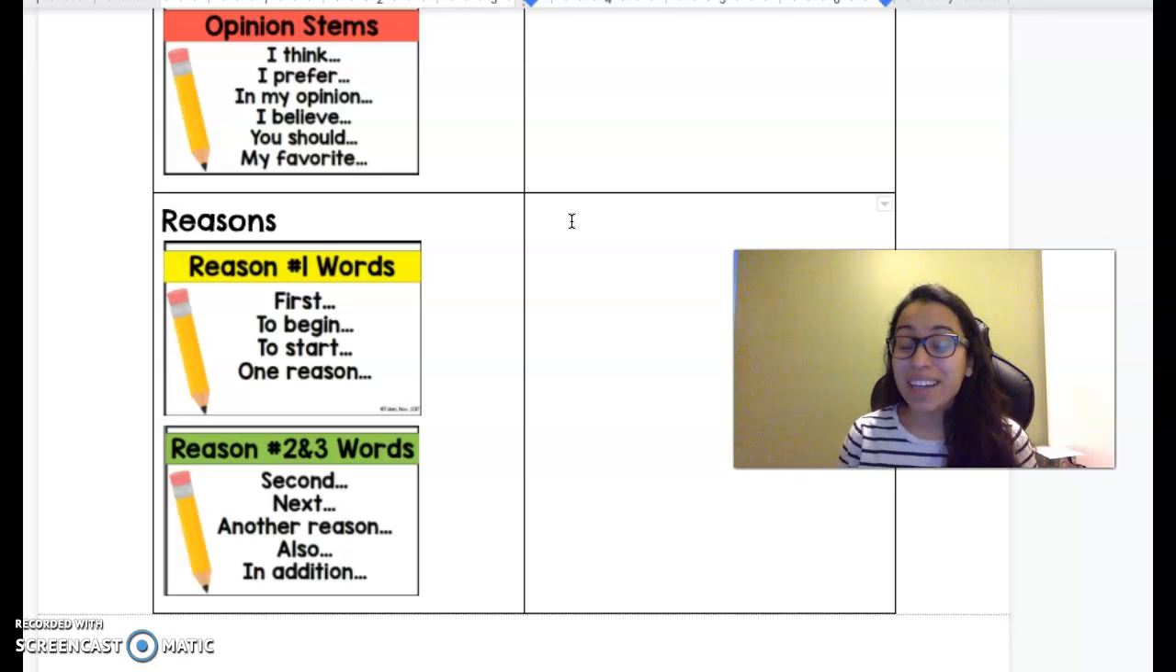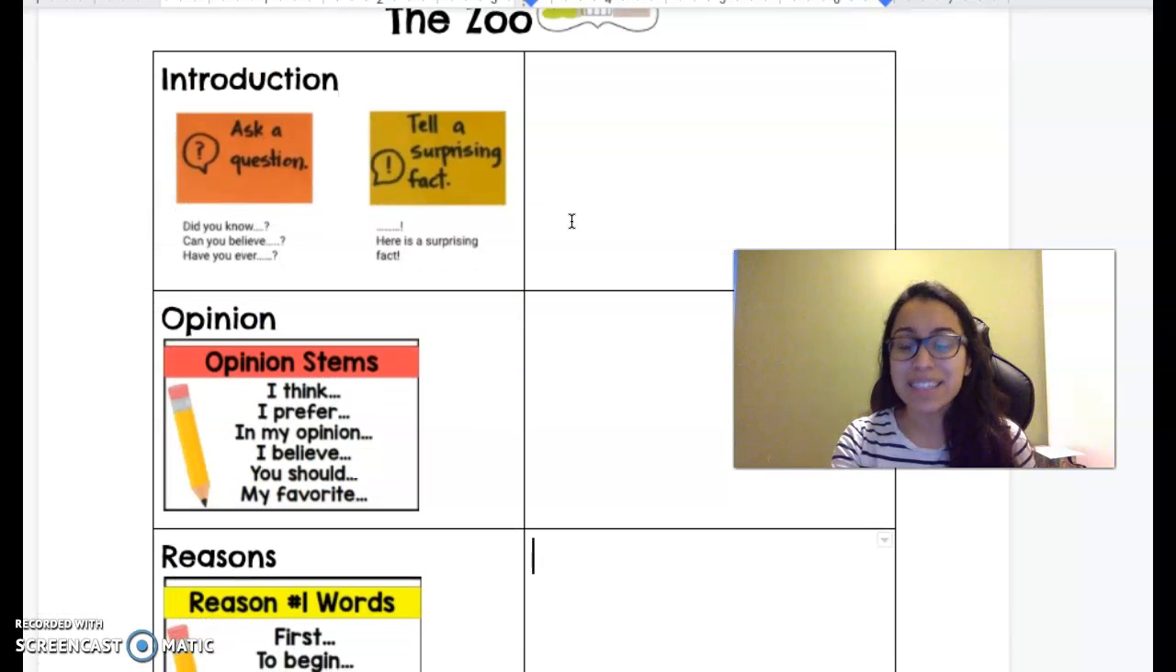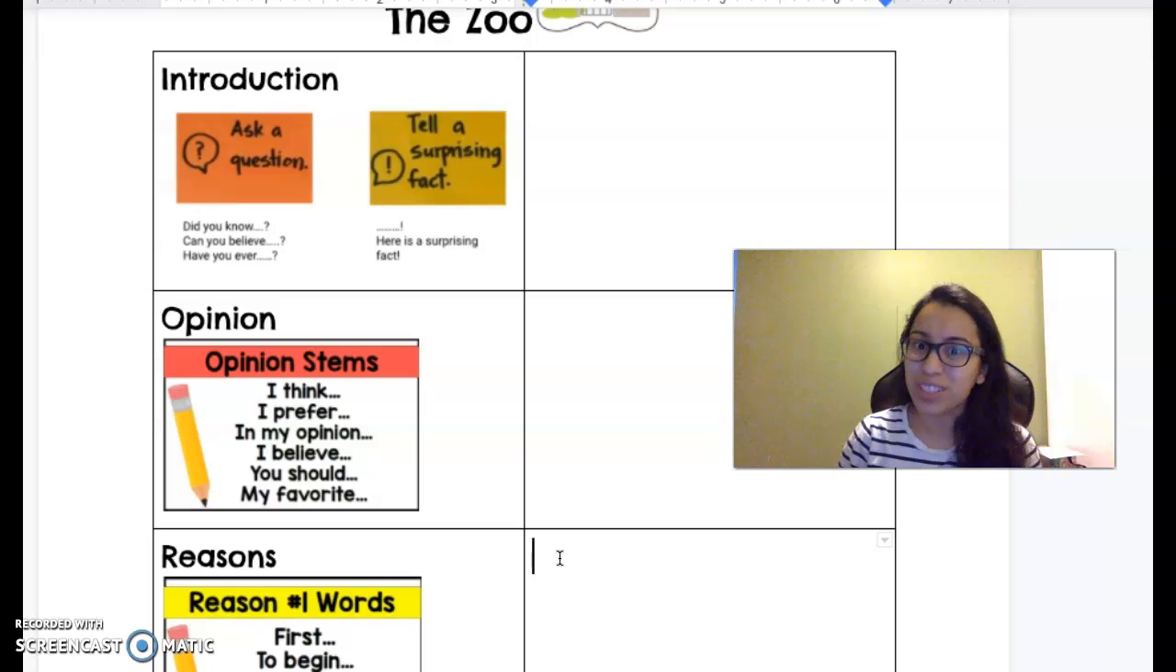Okay, so you guys are going to fill in this little chart. Each box you're gonna fill in. This is our graphic organizer for today.